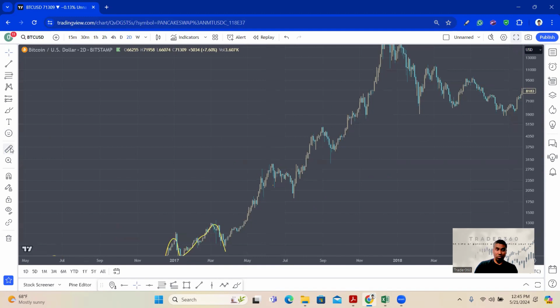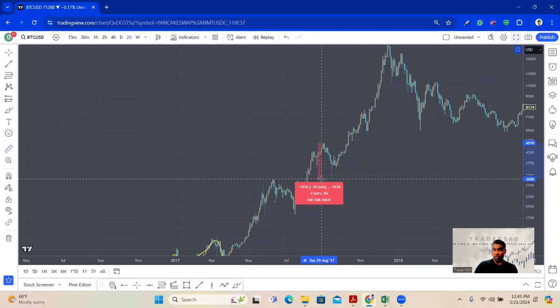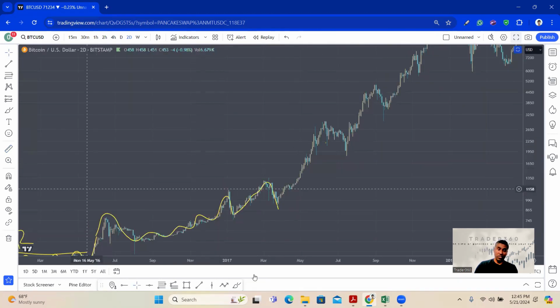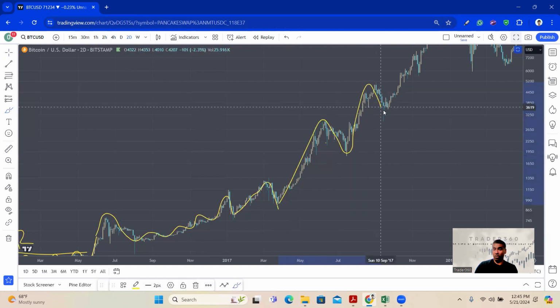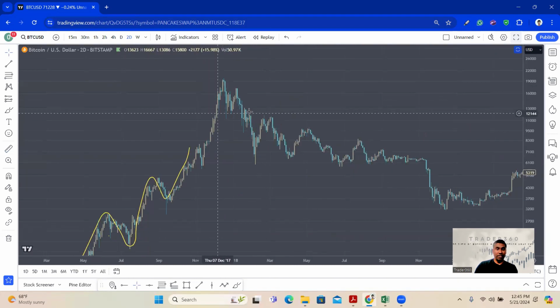Let's see this one. How long was this? This was around 36%. And this one was 40% almost. So there were corrections, but overall the trend was moving up in the way it should move, in a wave-like pattern. So what happens here again?